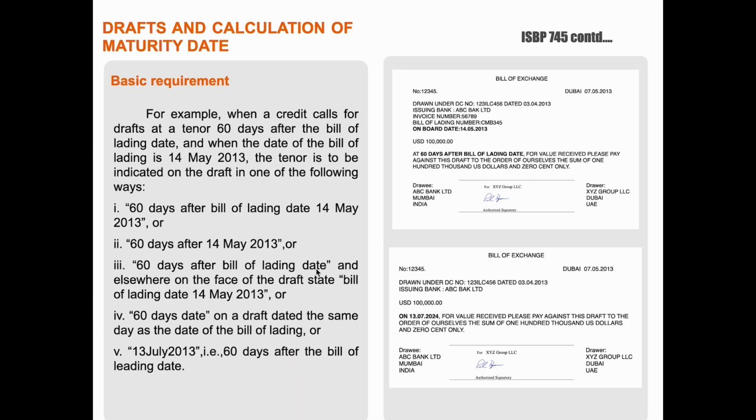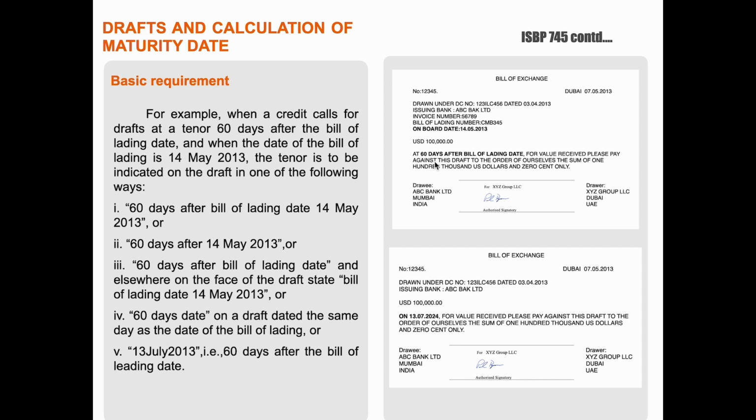60 days after bill of lading date, and elsewhere on the face of the draft state the bill of lading date, 14 May 2013. In this bill of exchange you can see the onboard date is mentioned as 14/5/2013, and we know the bill of lading date means the onboard date; that only we will consider. So in such a scenario, it can mention 60 days after bill of lading date and we can connect the bill of lading date as 14/5 from here. Like this also it can indicate. Or else it can indicate 60 days date on a draft dated the same day as the bill of lading date.